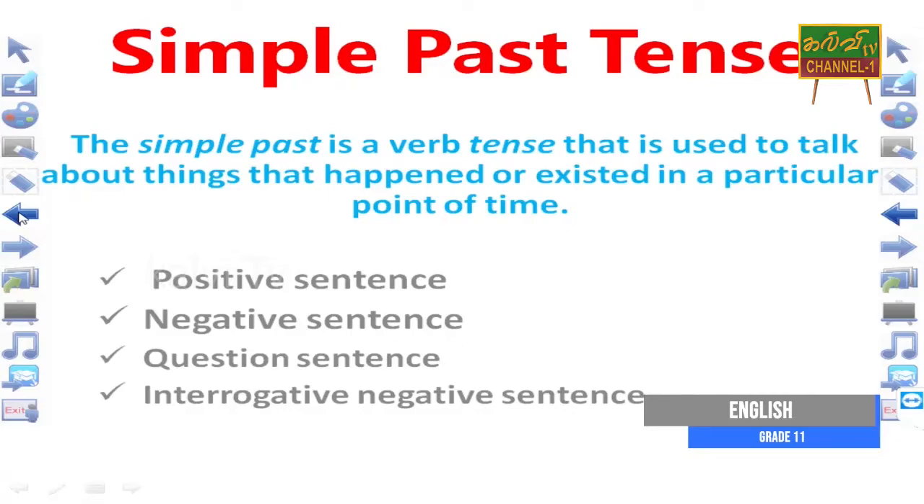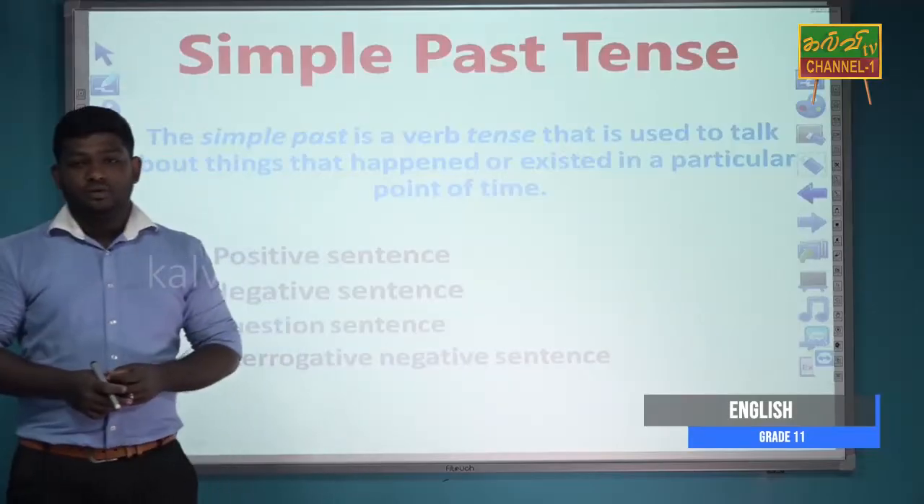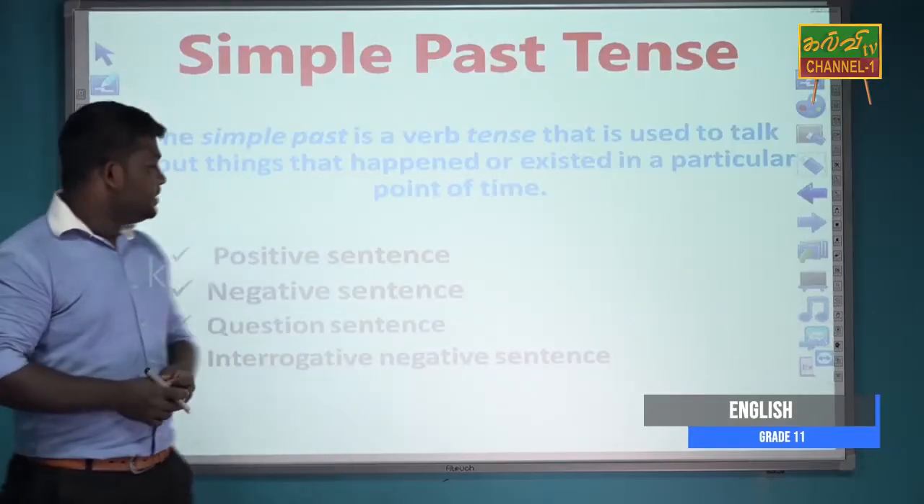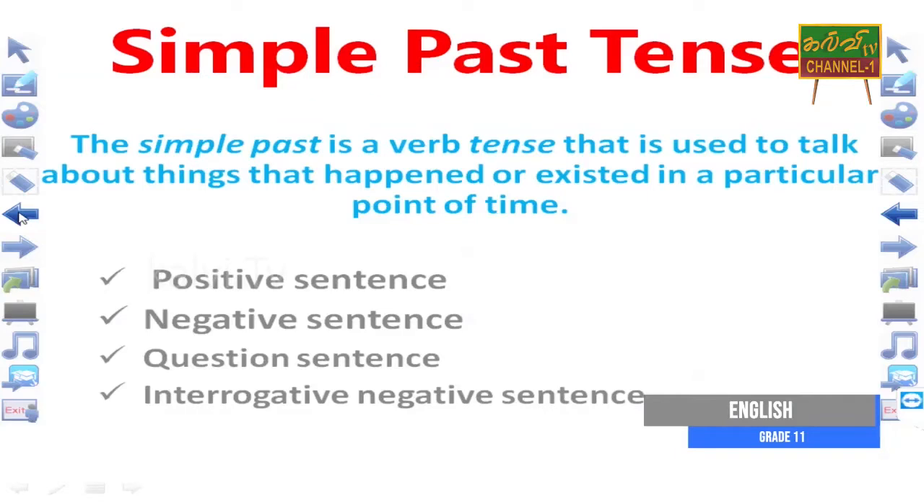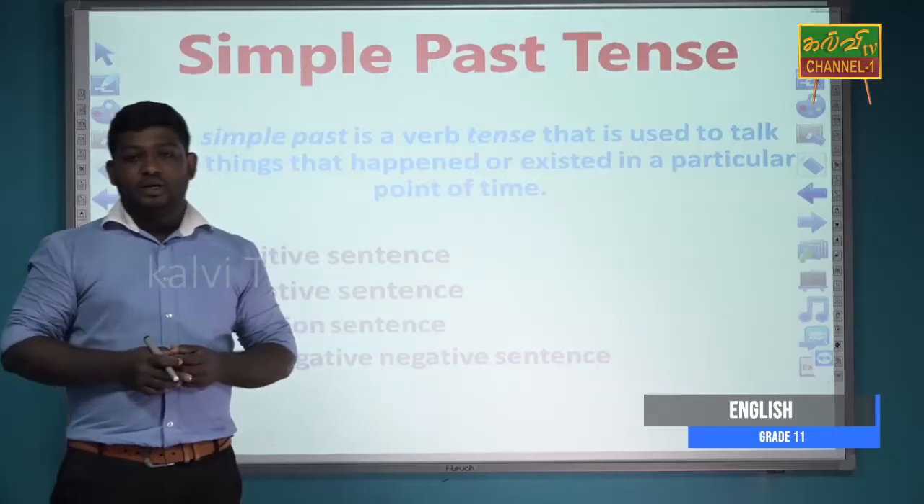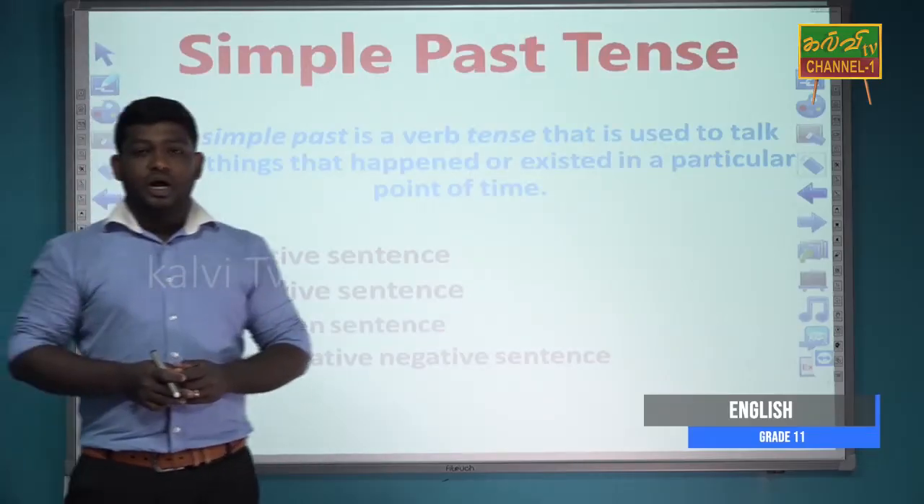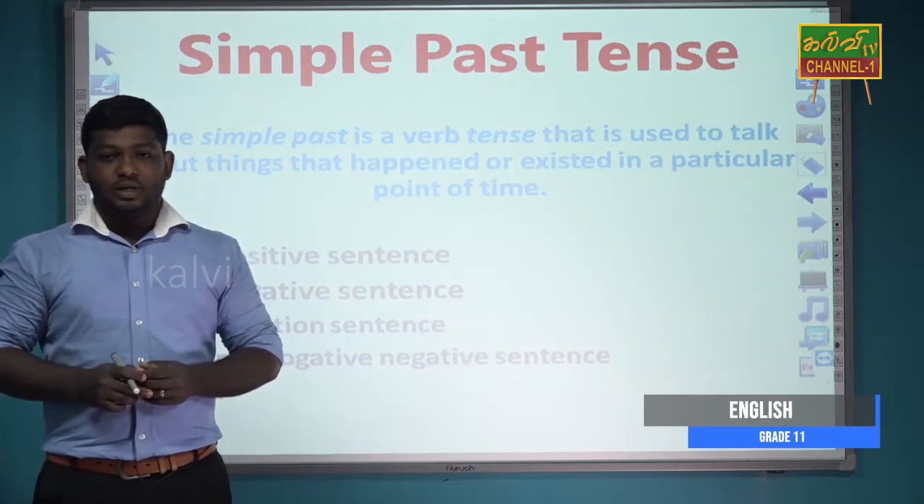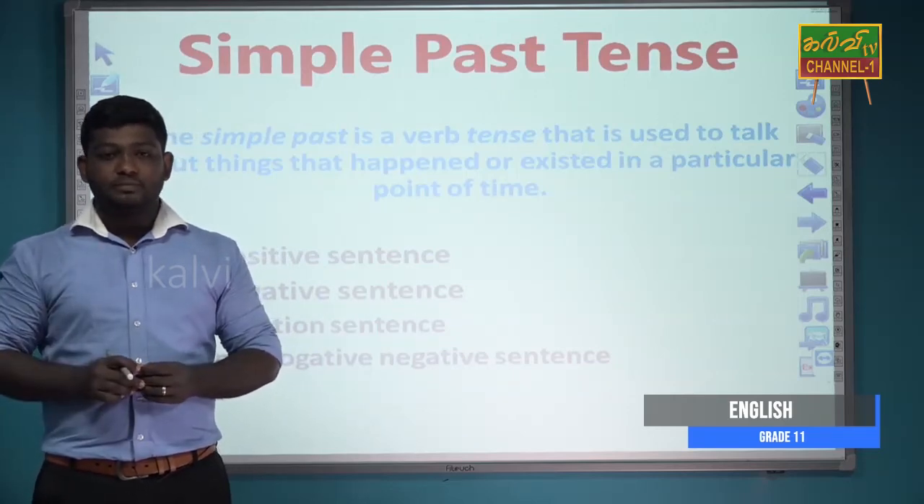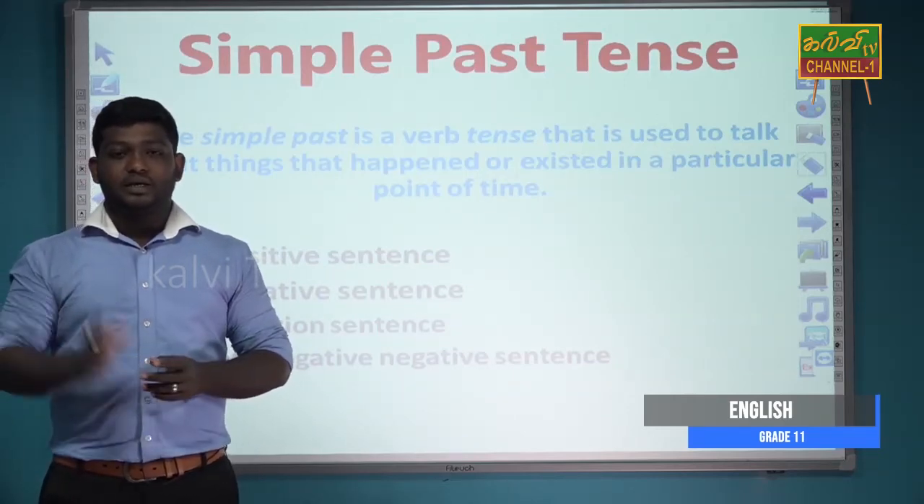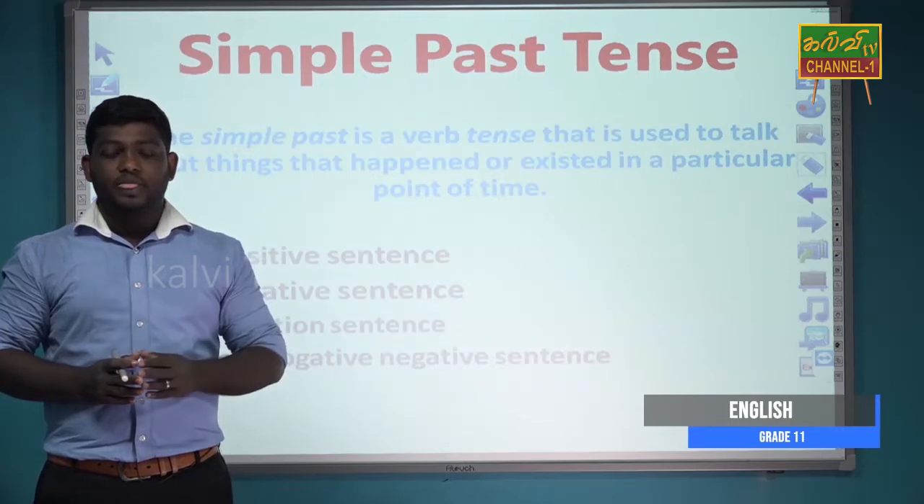We can normally divide the sentence into four parts. That can be the positive sentence, negative sentence, question sentence, and interrogative negative sentence. First, we have to know about how to make a sentence. In a sentence, there can be three parts like subject, verb, and object.